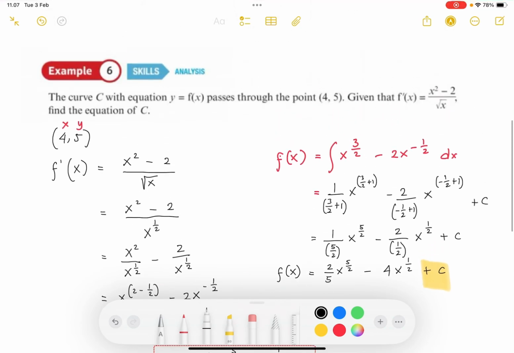We have the point. This y equals f(x) passing through the point. What does it mean? It means when you substitute the value of x there on the function, later the y will be equal to 5. Again, when you substitute the value of x equals 4 in the function, you will get y equals 5. So how can we find c? By substituting the given point.